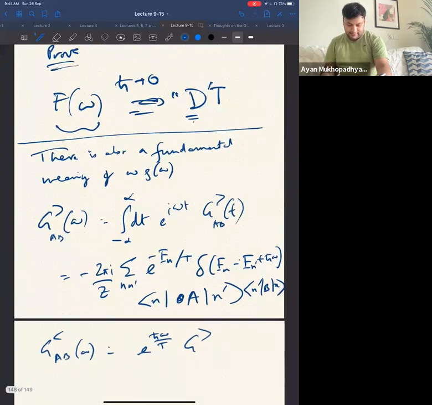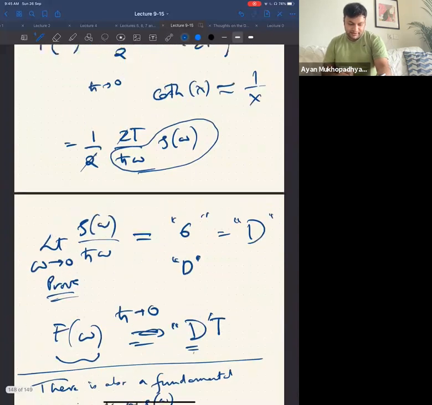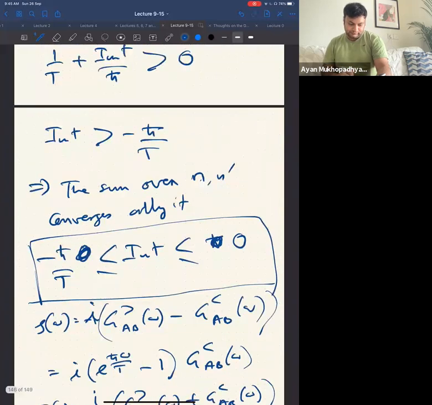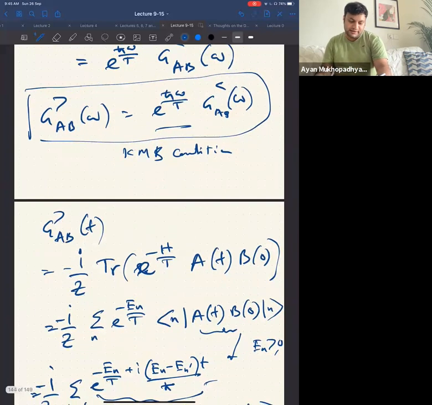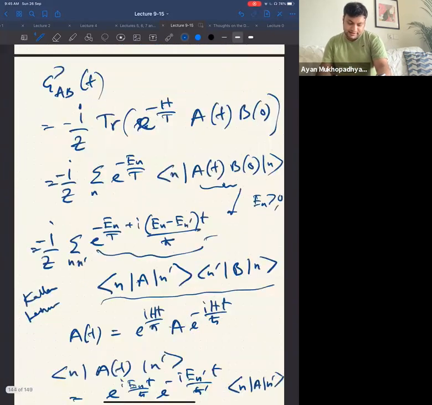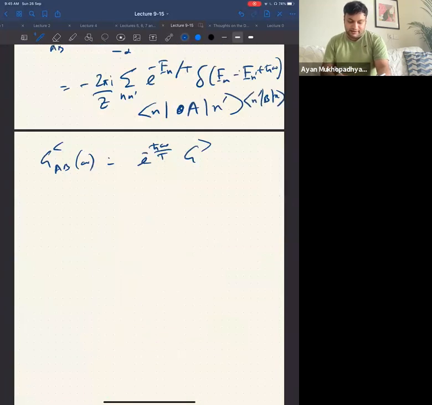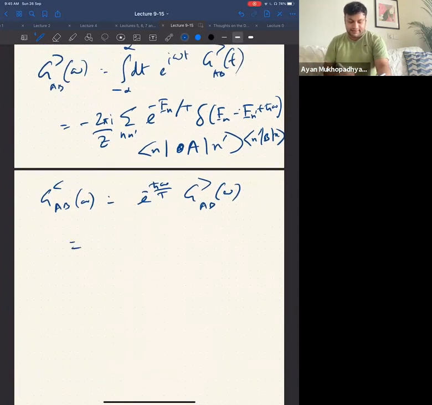Sorry, G greater will... Okay, sorry, the other way around. It should be, because G greater omega was G greater was e to the power h bar omega by t times G less. So G less should be e to the power minus h bar omega by t times G greater omega AB, right? And that is general, but you can also do the same exercise which we obtained to get this expression.